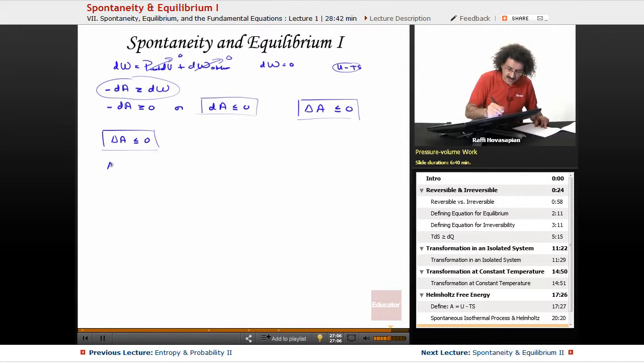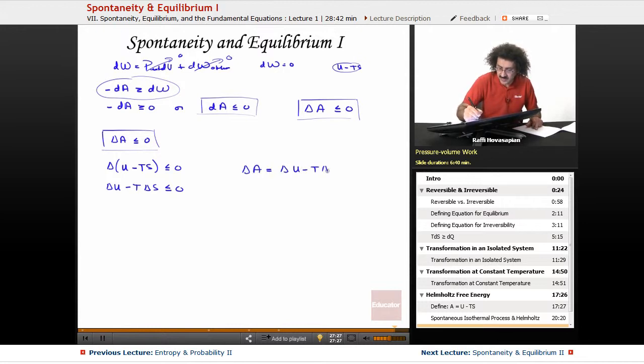So let's write delta U minus Ts less than or equal to 0. This is going to be delta U minus T delta S less than or equal to 0. And of course we have our delta A is equal to delta U minus T delta S. There you go. This is the basic relationship that exists. This is similar to the relationship that you learned in general chemistry, which we're going to learn again, just as a little bit of a preview, delta G equals delta H minus T delta S. Remember that one? Yeah, this is the Helmholtz version of it.